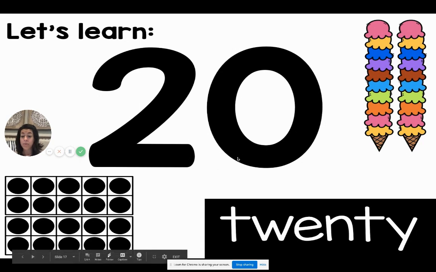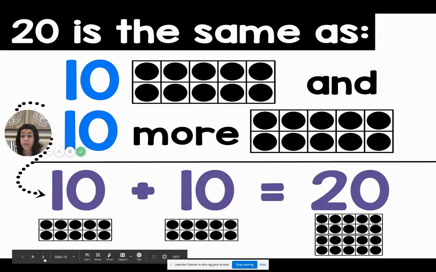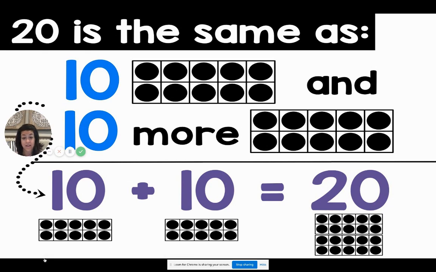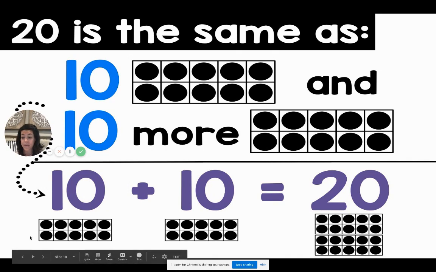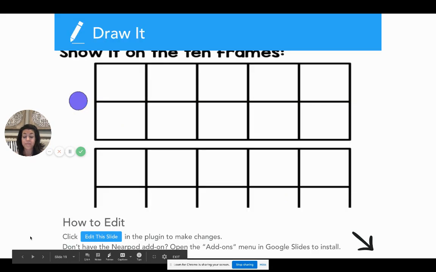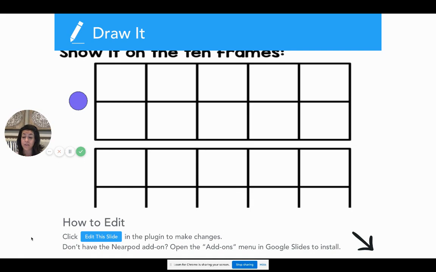The 20 is in standard form at the top and in word form at the bottom. You can also say 20 is the same as 10 and 10 more, or 10 plus 10 equals 20. That gets us to 20. Using your Nearpod, show me what a group of 10 or the number 10 looks like on a 10 frame.